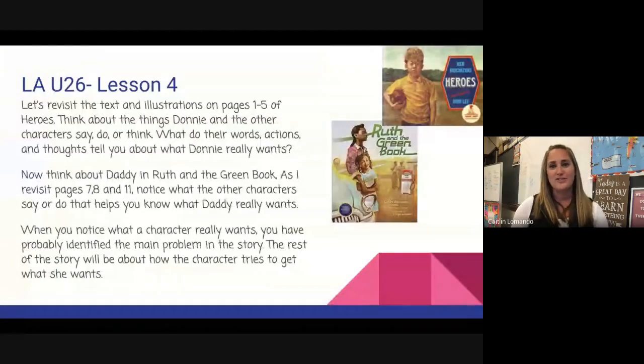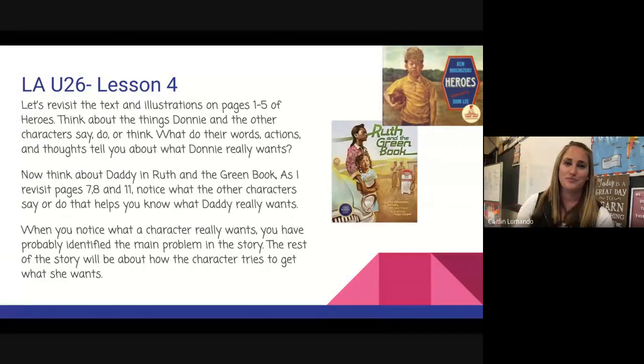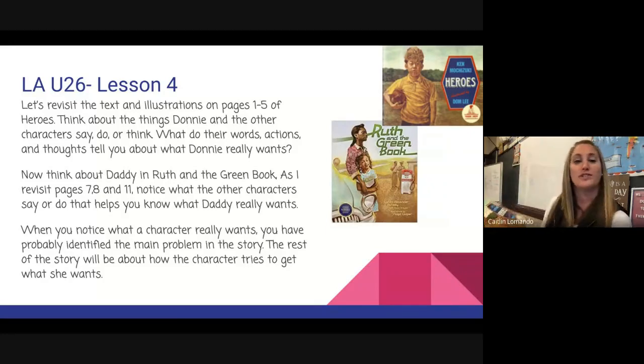So again, we're going to revisit Ruth in the Green Book momentarily, but we're going to start with heroes now. Now, I'm going to read the text and the illustrations on pages 1 to 5. And I want you to think about the things that Donnie and the other characters say, do, or think. What do their words, actions, and thoughts tell you about what Donnie really wants, our main character, Donnie?